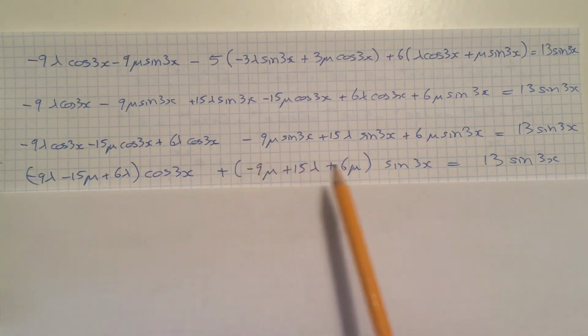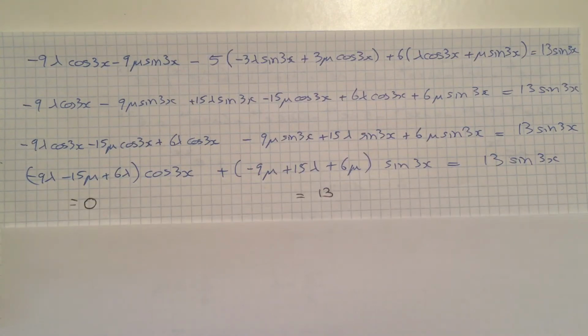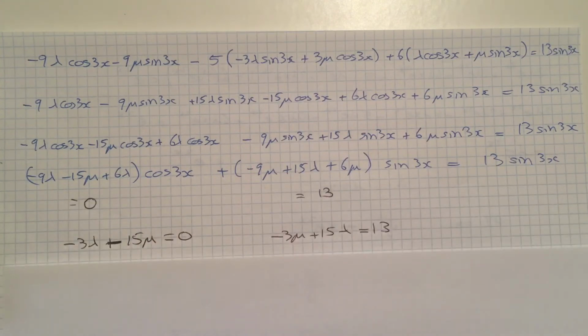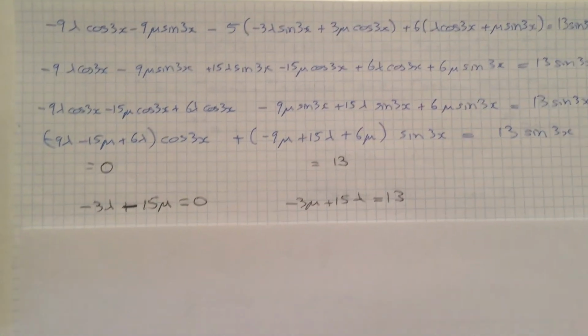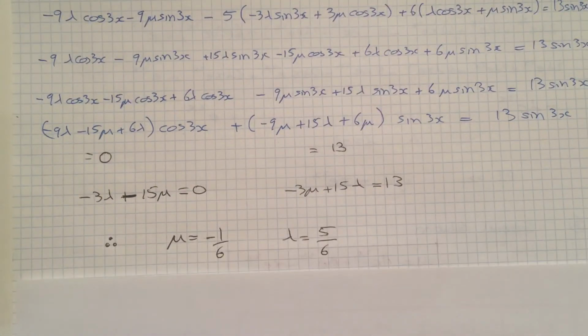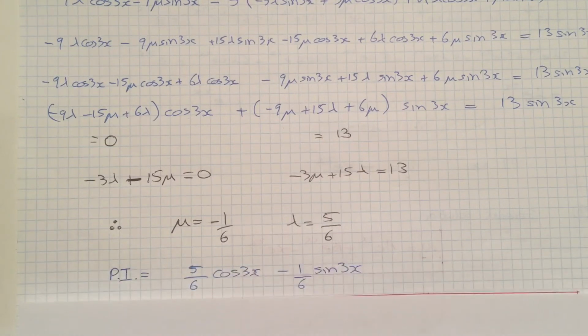Similarly, I know all of this has got to equal 13. So we have simultaneous equations. And if I solve those simultaneous equations, that tells me the value of mu and the value of lambda. So now I know what my particular integral is.